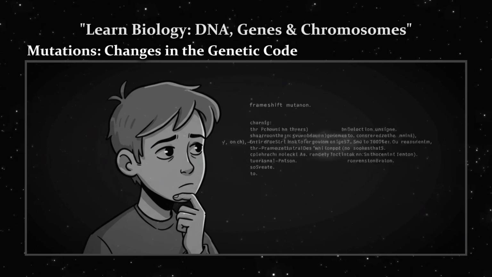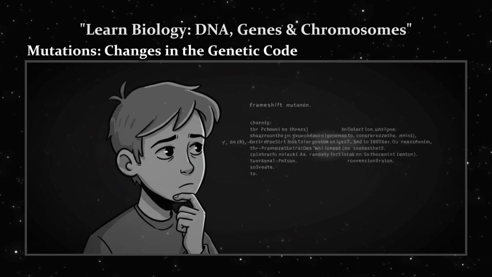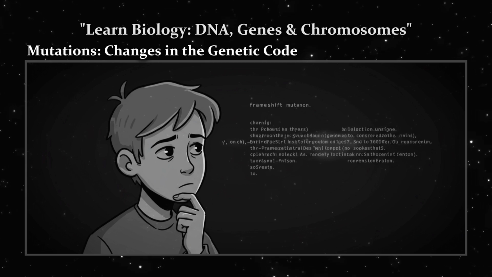But if it happens in the active site, the critical, functional heart of the protein, it can change its shape and break it. The classic example is sickle cell anemia.